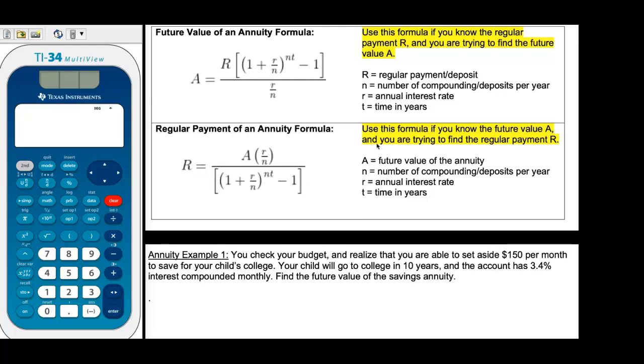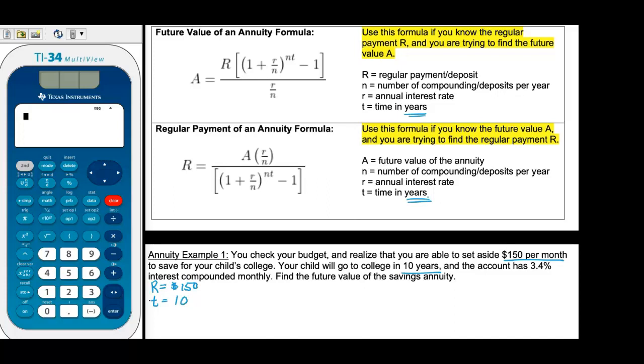And so let's look at example one. You check your budget and you realize you're able to set aside $150 per month to save for your child's college. So right there, that looks like the R value, because that's the amount per month that you're able to save, your regular deposit. I'm just going to write down R equals 150. That's my regular payment. Your child will go to college in 10 years. So that would be the total amount of time. And just like with compound interest, you want to make sure time is always in years.